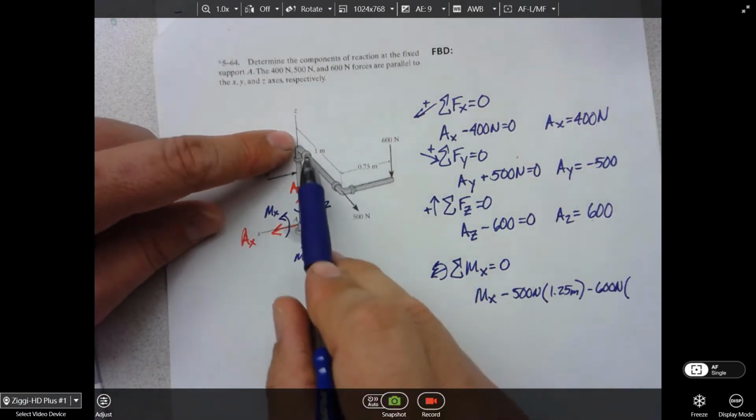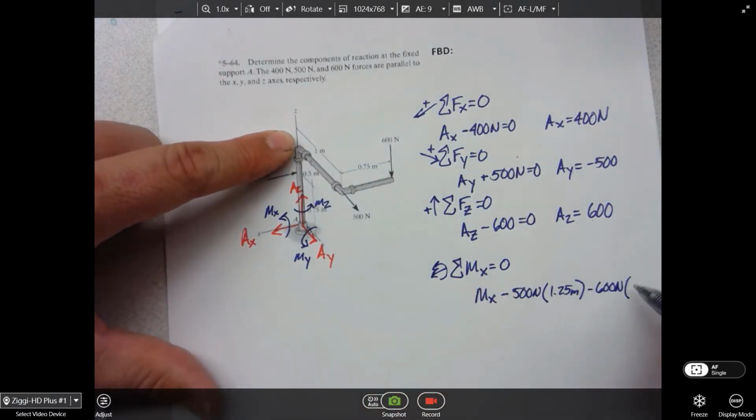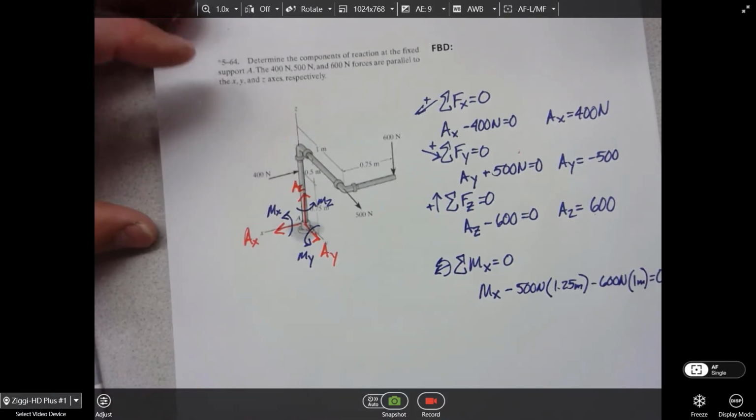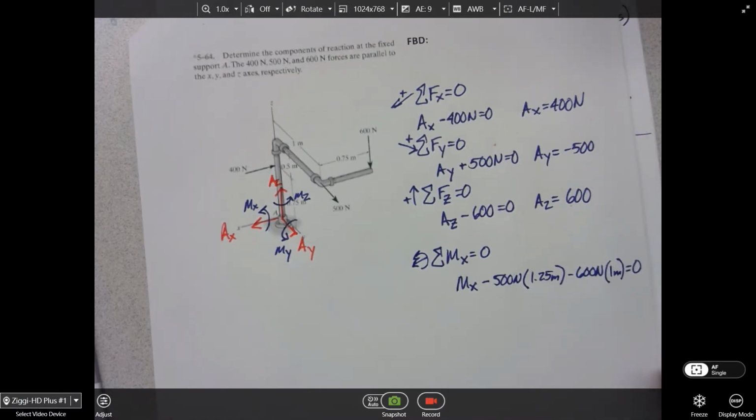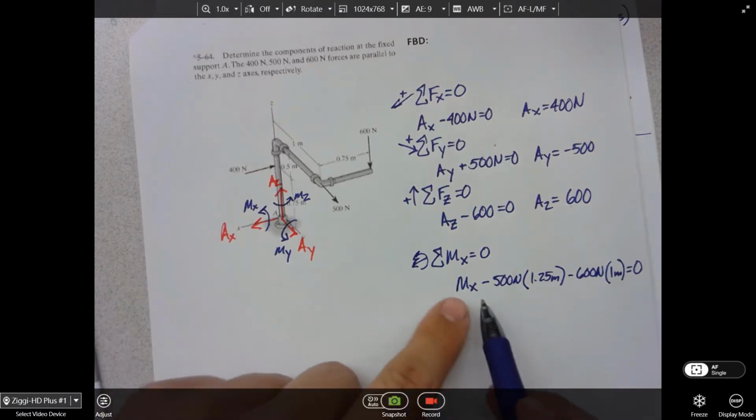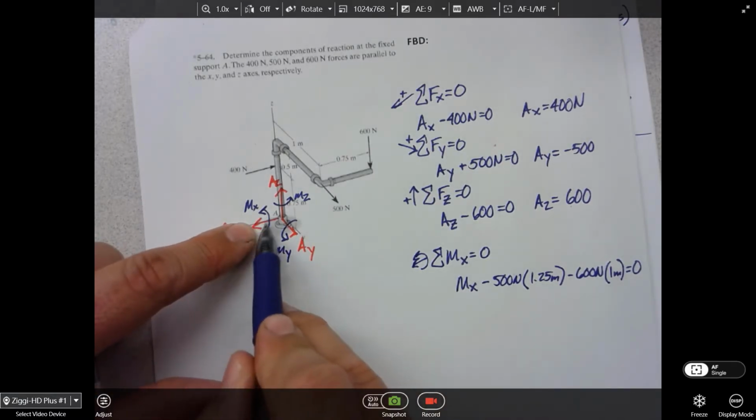And this guy, the distance would be 1 meter. And that all has to add up to 0. Can you explain why you have the MX as the extra value? Like, why did you put the MX there? Yeah, so this MX is just the magnitude of this reaction moment, right?